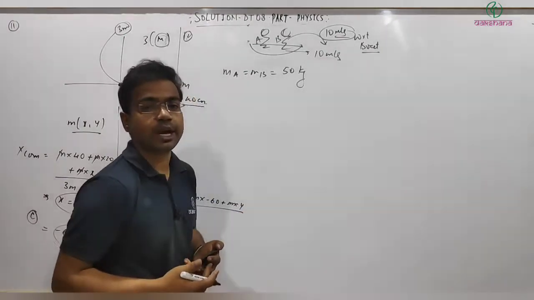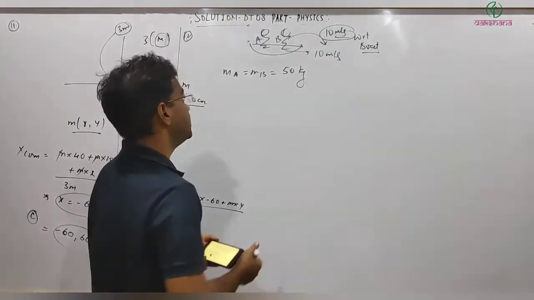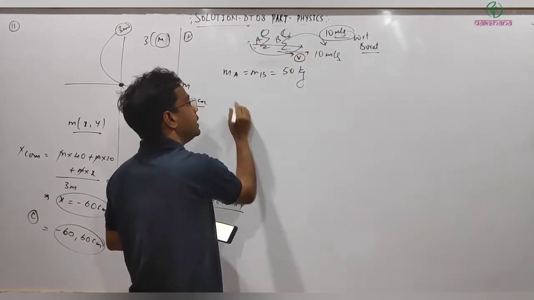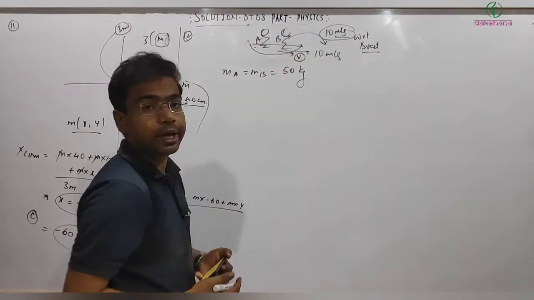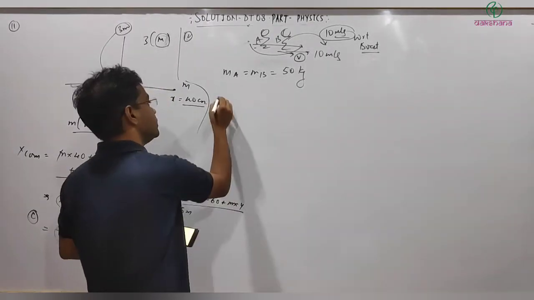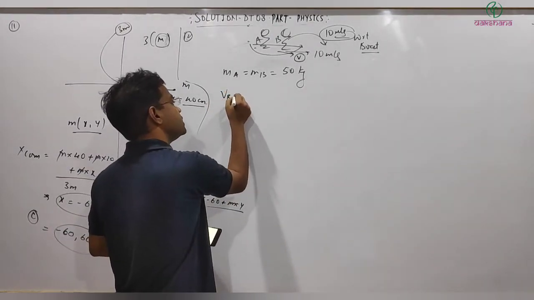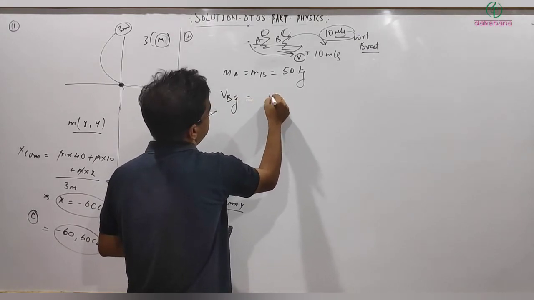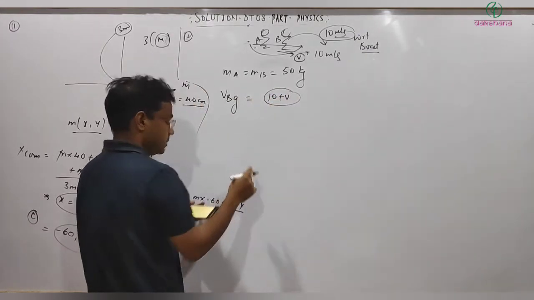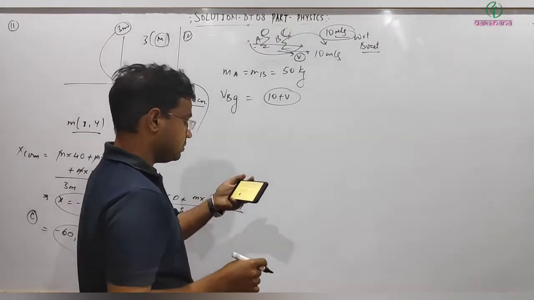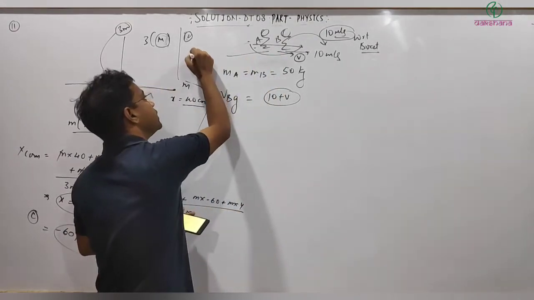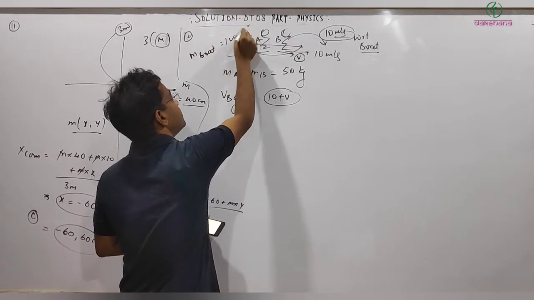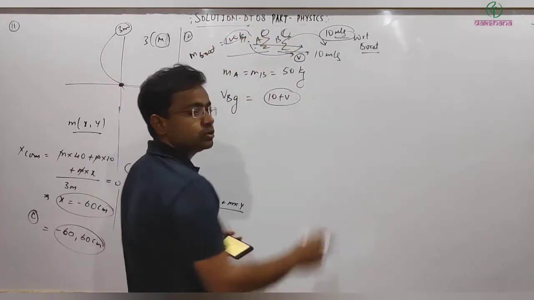So here we need to apply conservation of linear momentum. Let's say the boat has velocity V, then the net velocity of B with respect to ground can be written as 10 plus V. The mass of the boat is also given as 100. So the total mass will be 100 plus 50 plus 50, which is 200.